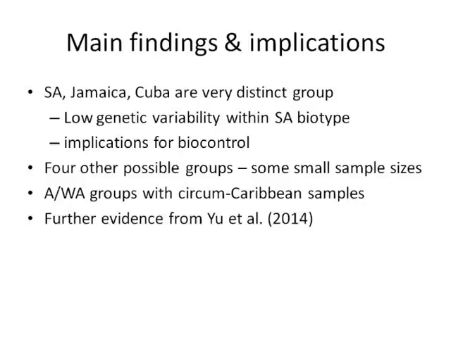So the main findings and implications are that the South African biotype of Cremolina came from Jamaica or Cuba, and it forms a very distinct group. It's also important to note that the genetic variability within South Africa is very low, and that means that if we choose the right biocontrol agent that is well matched to our genotype, we could get very good control, because low genetic diversity is a very good thing when controlling a weed. It means that that's where we need to go to collect our biological control agents.